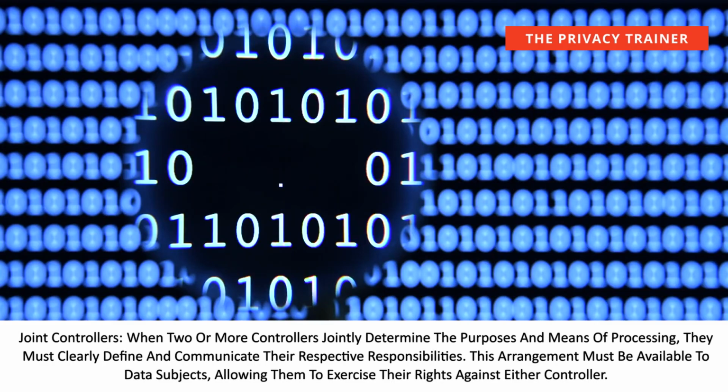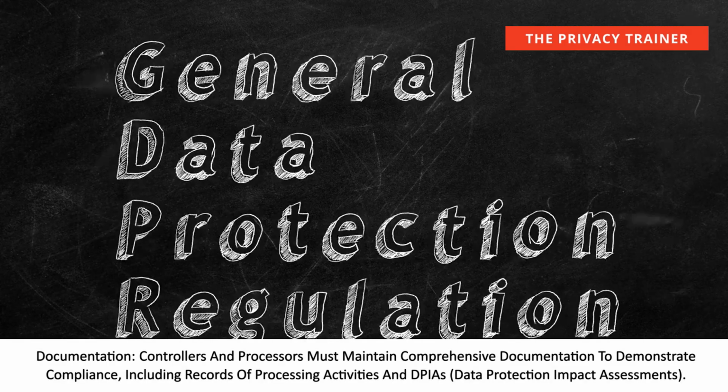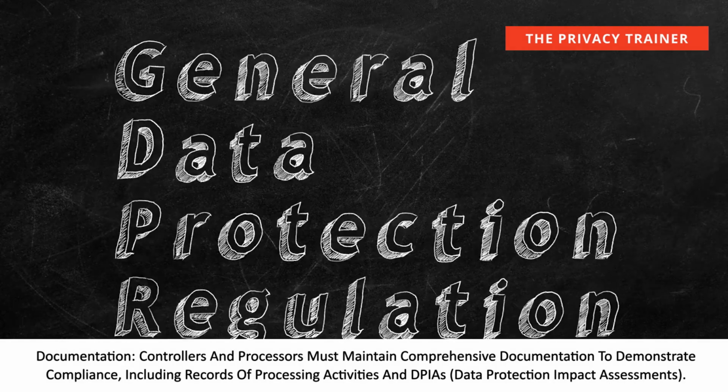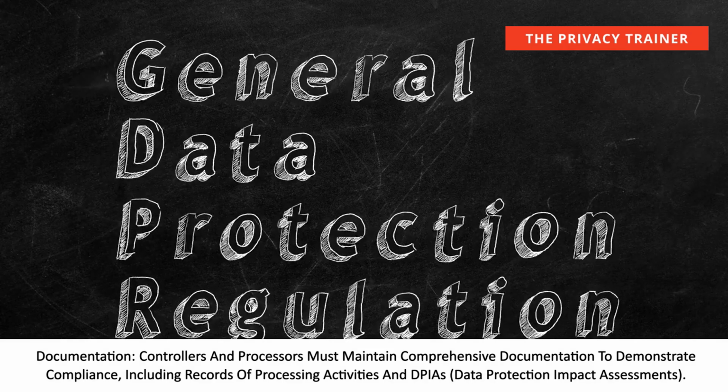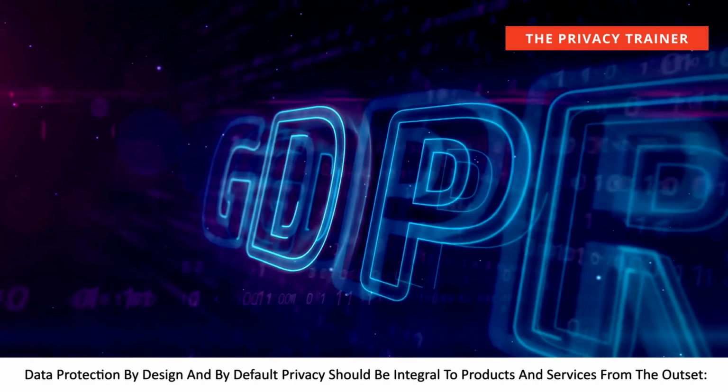Joint controllers. When two or more controllers jointly determine the purposes and means of processing, they must clearly define and communicate their respective responsibilities. This arrangement must be available to data subjects, allowing them to exercise their rights against either controller. Documentation. Controllers and processors must maintain comprehensive documentation to demonstrate compliance, including records of processing activities and DPIAs, data protection impact assessments.